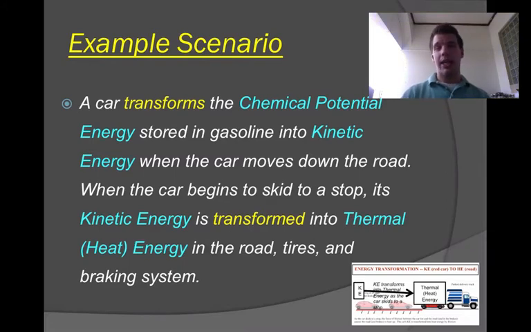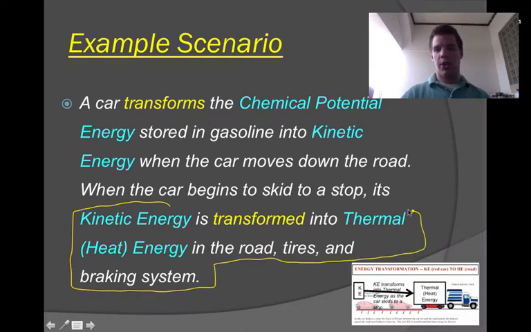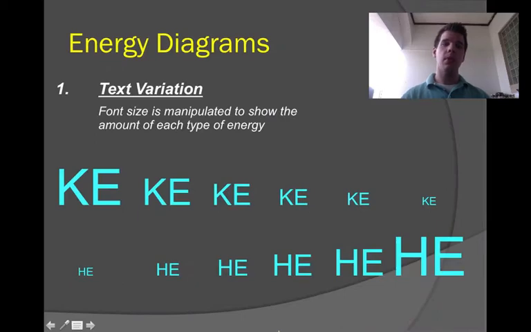So we're going to look at a couple examples of energy diagrams that'll explain more specifically this transition, the kinetic energy going into thermal energy. These are all going to be diagrams for that illustration we saw in the beginning. So the first type of energy diagram that we'll come across is a text variation.